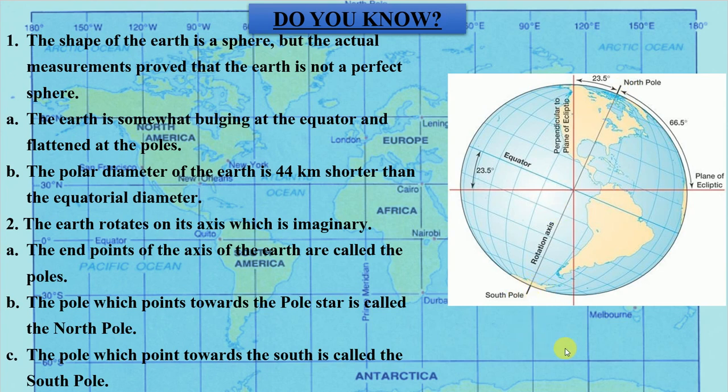The pole which points to the north star, that is the pole star, is the north pole, and the other pole is the south pole. These two poles can be used as two fixed points.